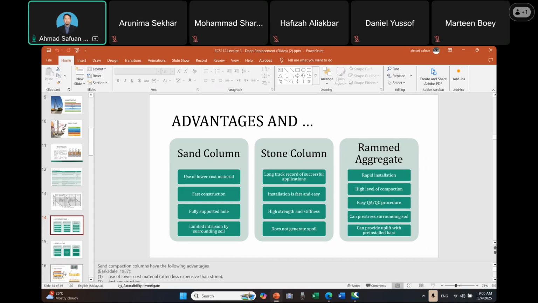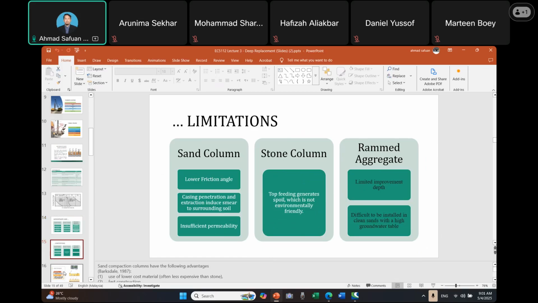Then for the rammed aggregates: rapid installation, high level of compaction, easy quality assurance and quality control procedure, can densify surrounding soil, and can provide uplift with pre-installed bar. So that is the advantages of the sand column, stone column, and rammed aggregates.